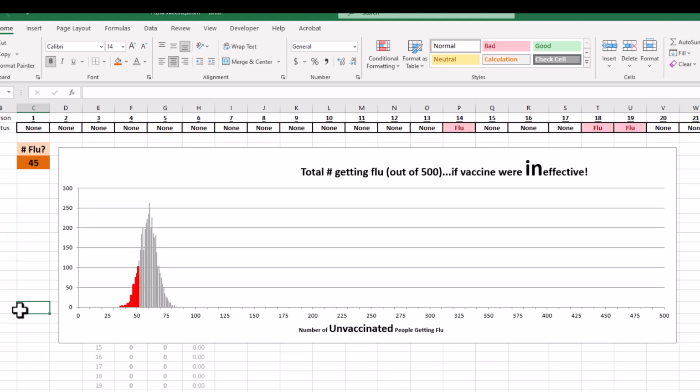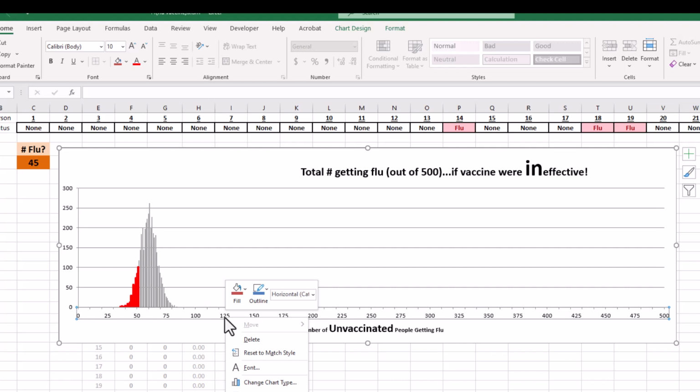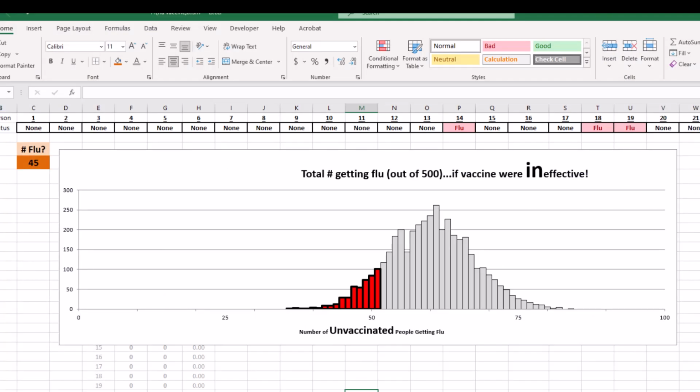Hey, I just realized something. First of all, you're probably seeing the beginning of a bell curve, but there's also really no need to have this axis stretching out all the way to 500. If you got a 12% flu rate, chances are you're not going to get much more than about 125 people, if that. So let's format the axis so that it only goes out to... There we go. 100 looks pretty good.